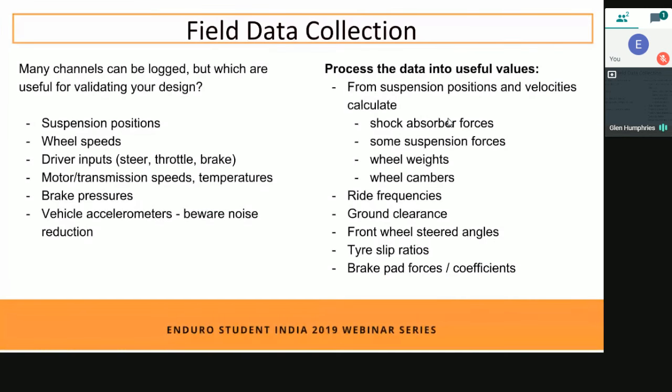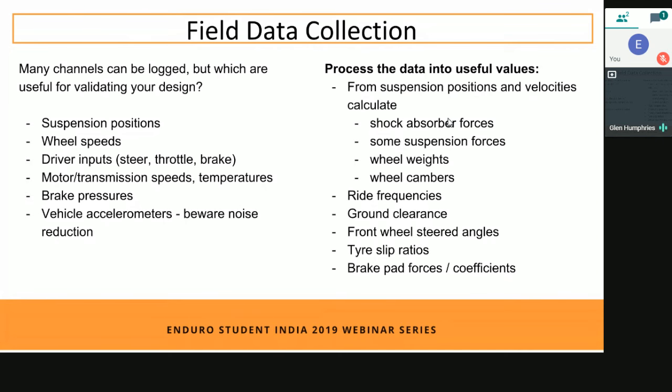So, field data collection, what are we going to log? There's many different channels we could, but what's useful for validating your design? We could log the driver's body temperature, and that's very interesting for certain aspects, but it doesn't have much to do with the assumptions and estimations you made when you started designing the vehicle. So we need to think of things that relate directly or can be related directly to the assumptions you're trying to validate. A good one is suspension positions.